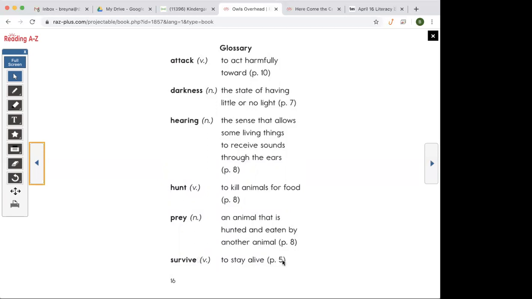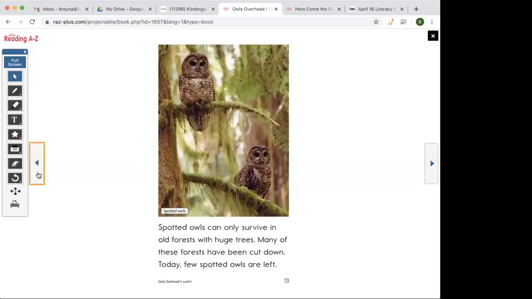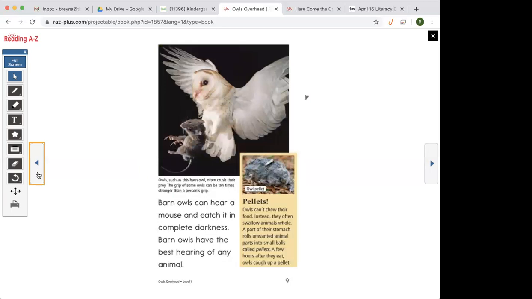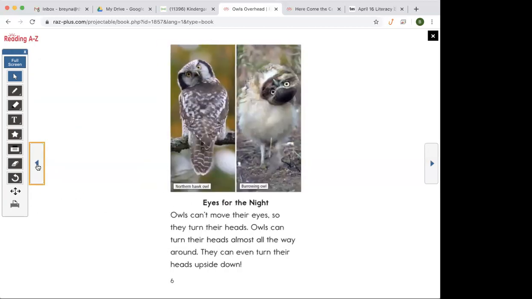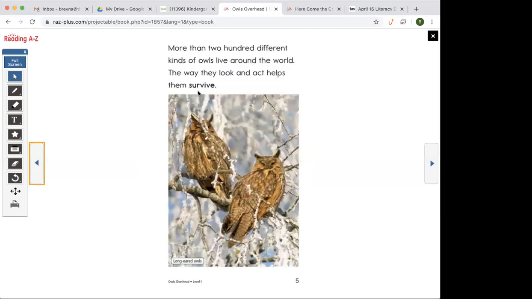I'm going to go back to page 5. It tells me page 5 is where I was. That's where I just read that word. So I'm just going back and I'm looking at the bottom of the pages to see the numbers till I get to 5. Here we go. So now that I know that survive means to live, I'm going to go back and read that sentence now that I know what that word means. The way they look and act helps them survive. It helps them stay alive. These owls are long-eared owls, and the author labeled it in the picture.